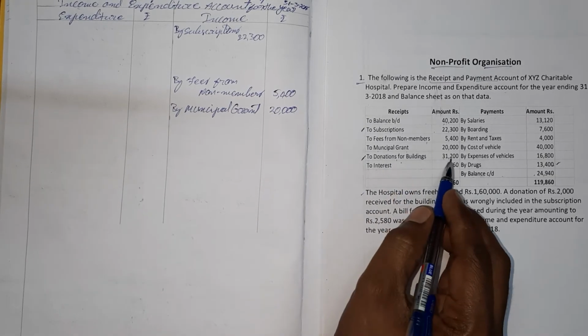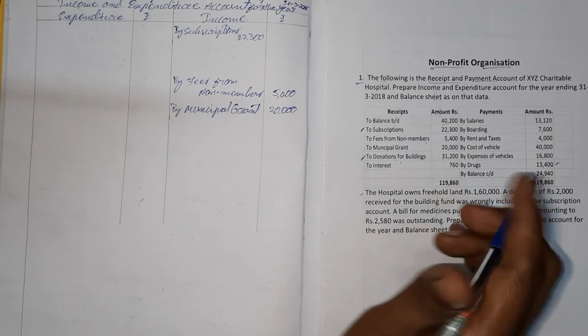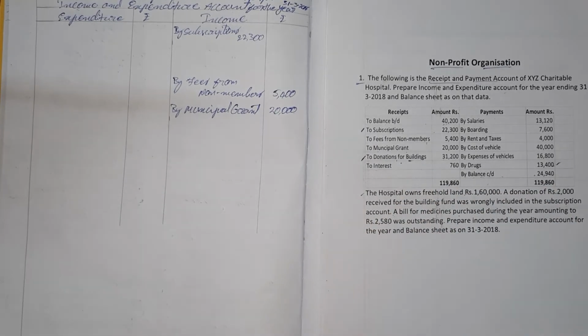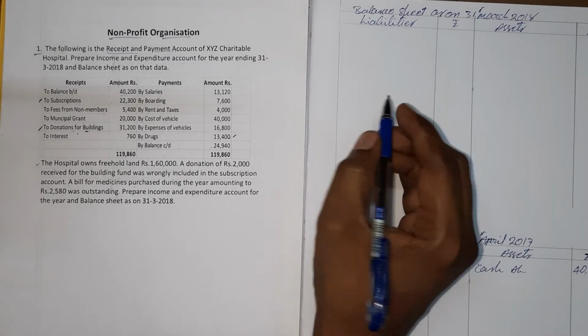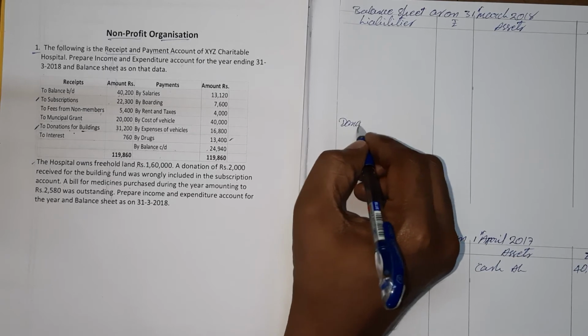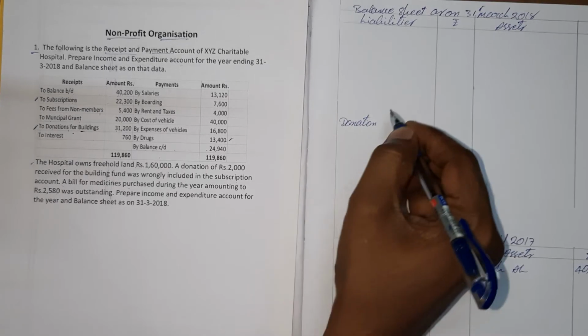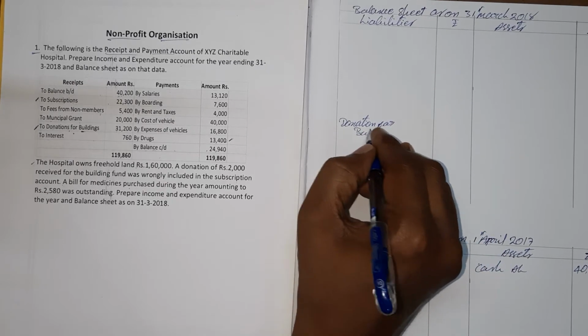Next, donation for building. Donations are normally income, but here it is clearly mentioned for building purpose. Okay, so that is the reason. Whatever the donation for building, you can write under the liability side. That is donation for building. This is called specific donations. Donation for building.